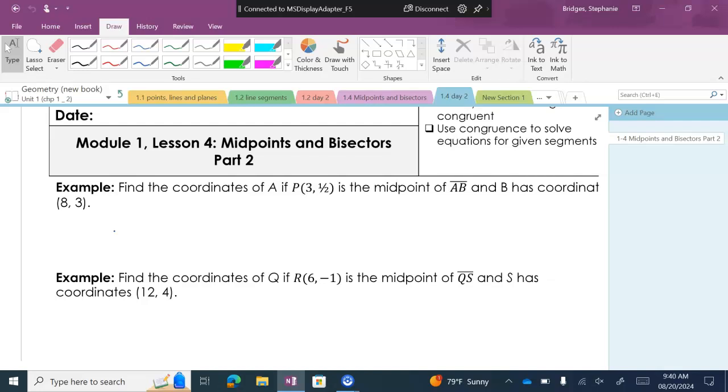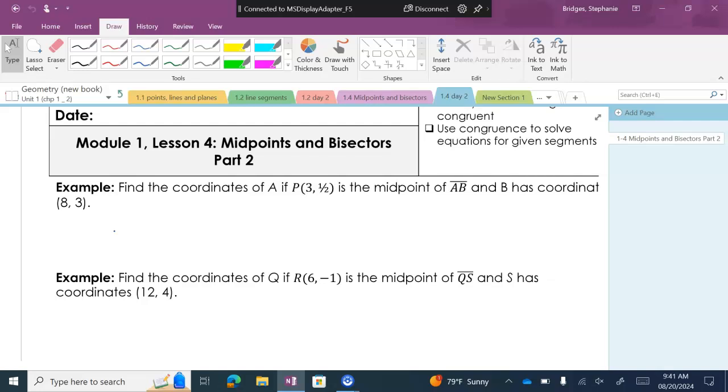So what we're doing today is the same thing, but we're working a little bit backwards, okay? If you read that first question, it says find the coordinates of A. So A is going to be some unknown coordinate, x and y here. And then it says that P is the midpoint, and the ordered pair for that is 3 and 1/2. And then B has the coordinates of 8 and 3. I'm just setting it up here. So let's say that's our segment.